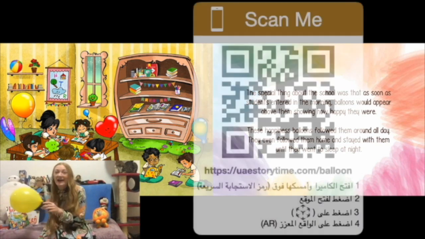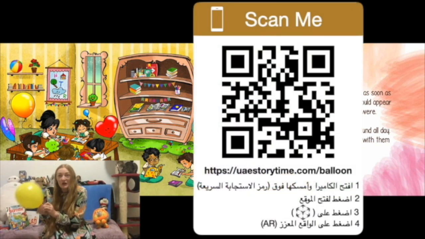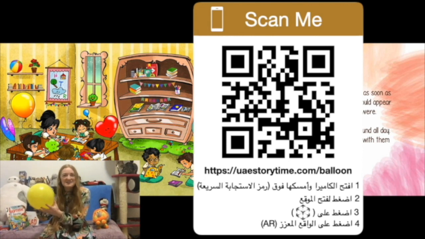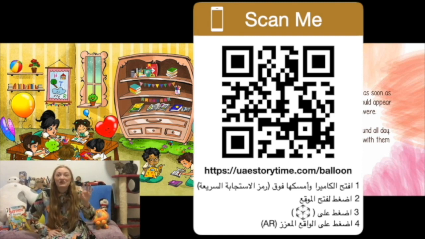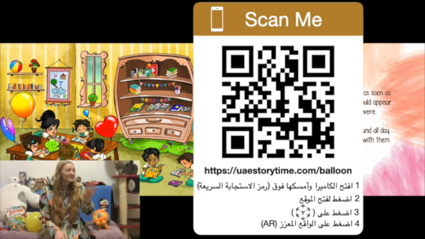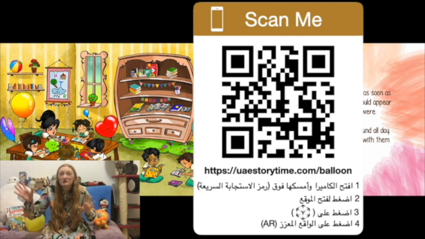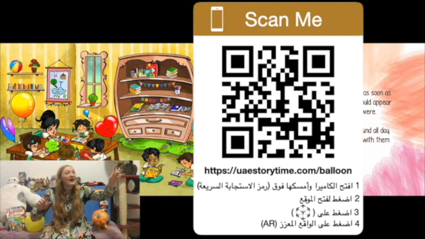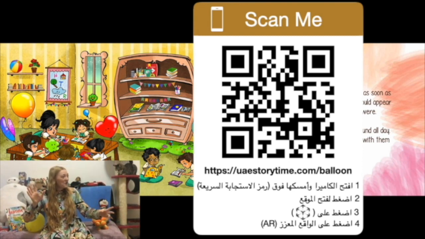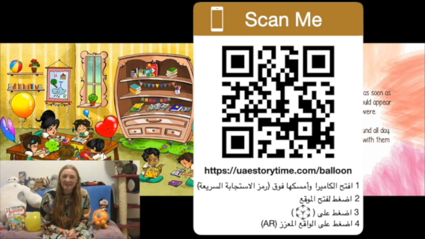Now, I have my own balloon here that follows me around. It's big and yellow, which means I am very happy. Can you see a QR code? Scan the QR code to see the balloons on the screen. Can you see them? Look, there's one, and there, and there. Wow, well done.